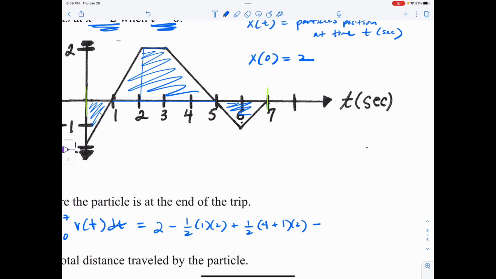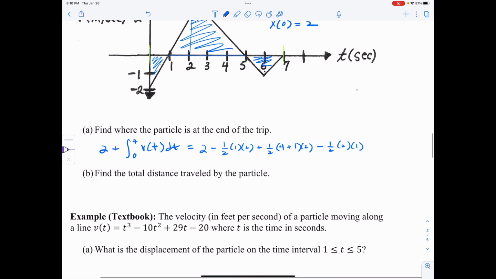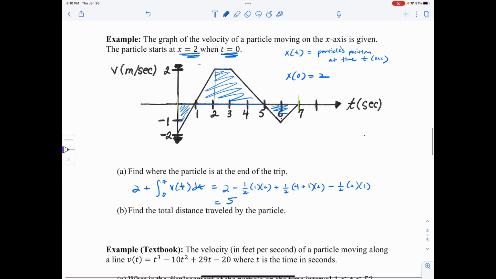And then we have some more negative area. So minus 1/2 base is 2, and then height is 1. Okay, and then simplifying that, there'll be 2 minus 1. No, the 2's will cancel. So we'll have 2 minus 1 plus 5 minus 1, which is 5. Okay, so the particle will end the trip at 5.